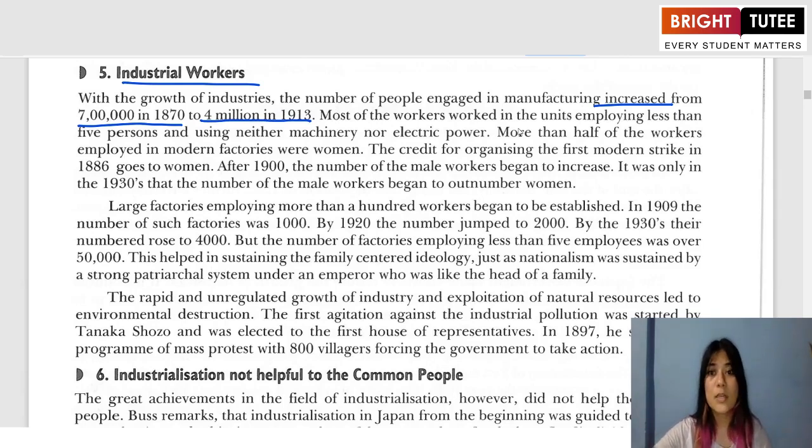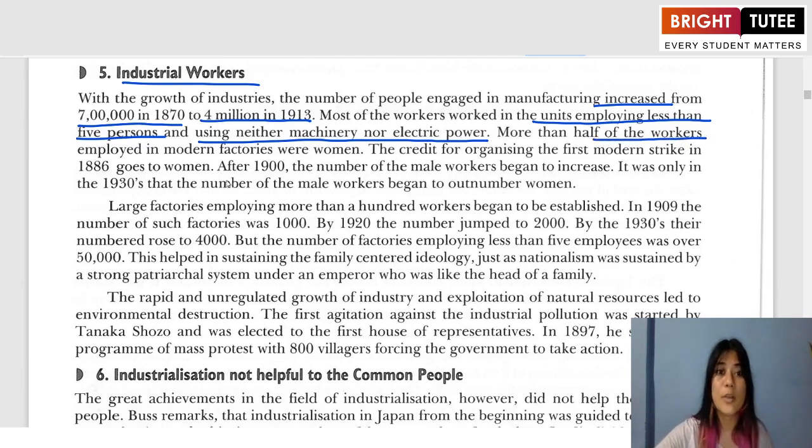Now most of the workers worked in units employing less than 5 persons and using neither machinery nor electric power. So most of the people who worked in the industries worked in such industries which employed less than 5 persons. More than half of the workers employed in modern factories were women, which means women workers were in the majority in modern factories.